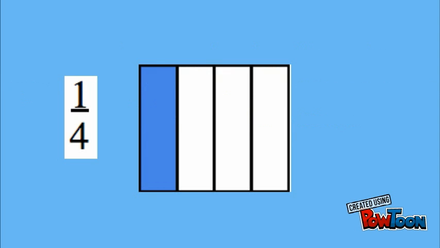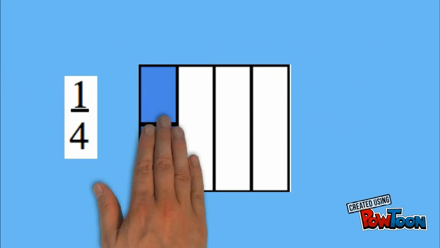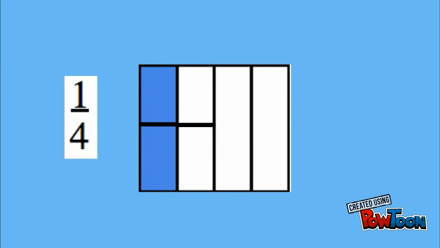Alright, here we got 1/4. We got 1 out of 4 shaded. Now I can slice each of these parts into 2 pieces like so, basically cutting them in half, but I'm making 2 smaller pieces, and now I've created an equivalent fraction.